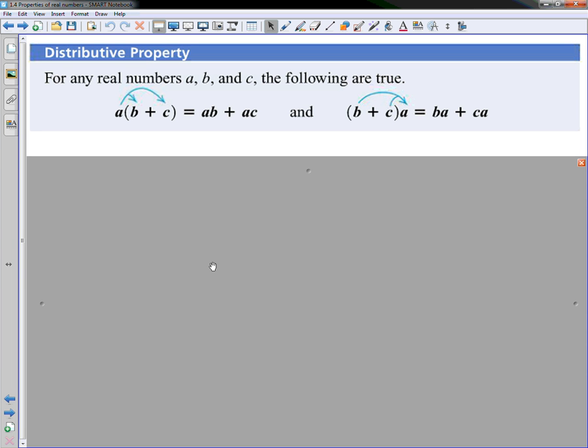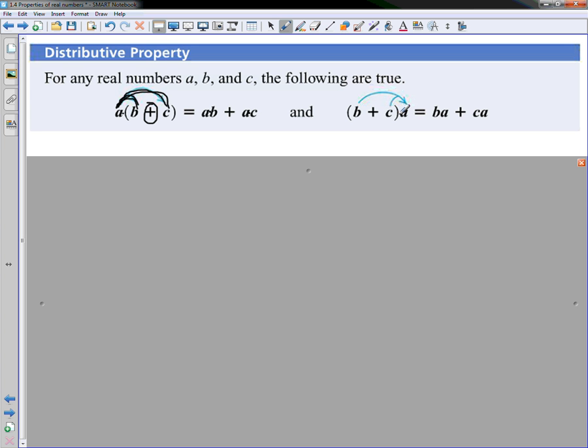For any real numbers, a, b, and c, the following are true. So this is our distributive property. What it's saying is that if we have a number in front of the parentheses being multiplied, so it's pushed right next to the parentheses, then we're going to go ahead and distribute it into our parentheses. Now when we distribute it, this is going to be multiplied by each of the terms on the inside. So notice that it becomes a times b, the plus sign's already there, a times c.